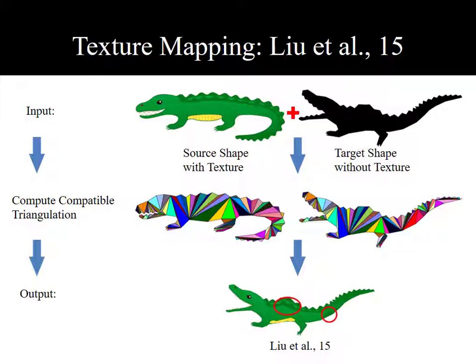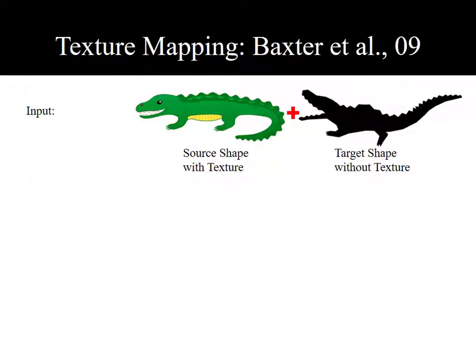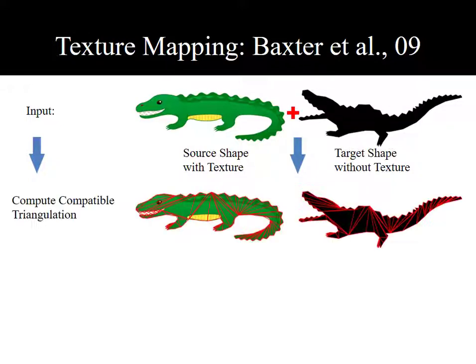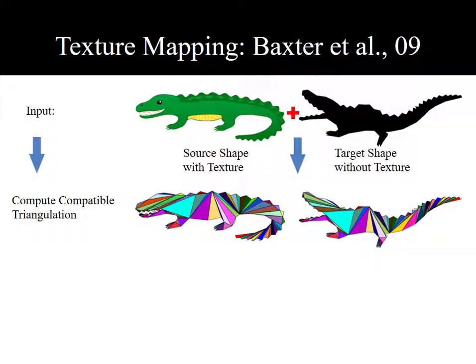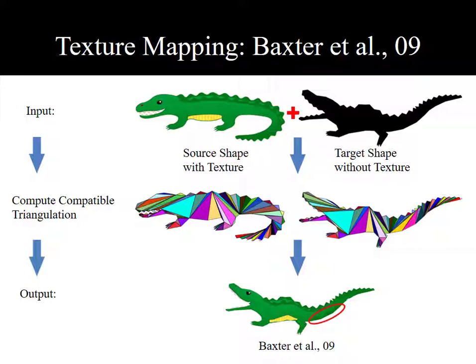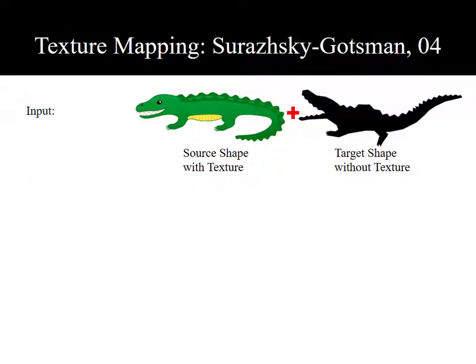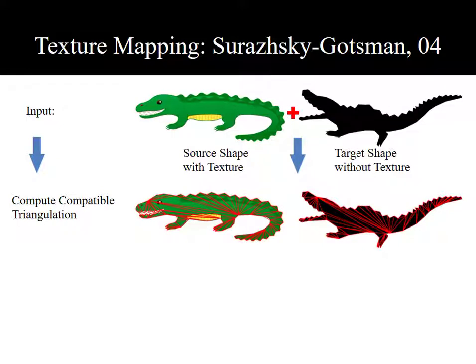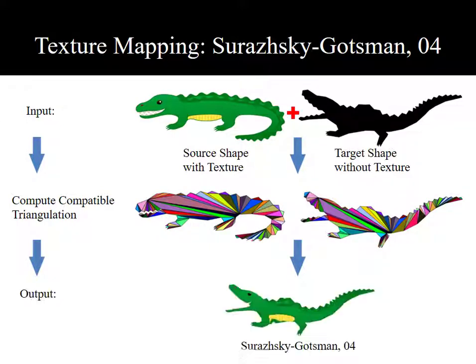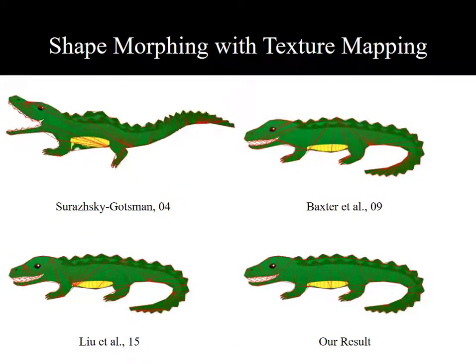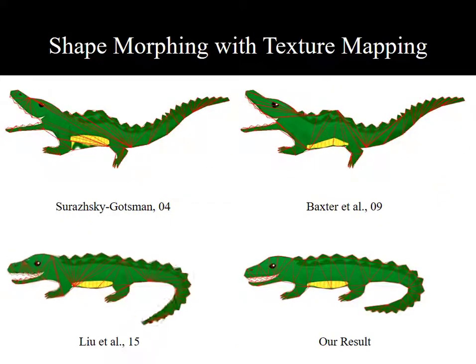We can see some artifacts around the back of the alligator. This is the mapping result of using Baxter et al.'s method. We can observe some undesired distortion for both the tail and the back of the alligator. This is the mapping result of using Surazhsky and Gotsman's method. We can see some serious distortion around the abdomen of the alligator. Here, we apply the rigid shape morphing method to generate the transformations with texture.